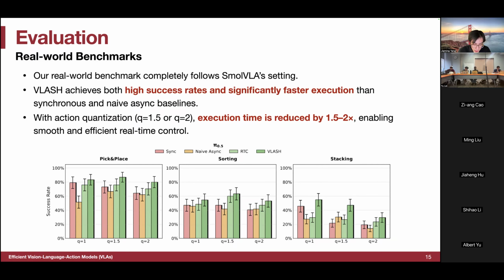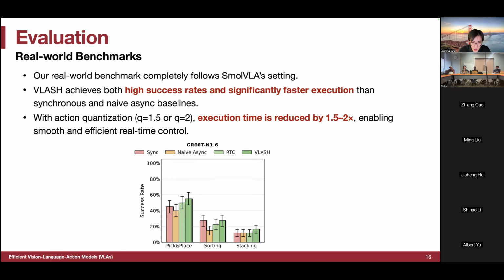In practice, a quantization factor of Q can get roughly Q times task completion time speed up, if the accuracy is preserved. So in practice, we can select the largest Q that doesn't degrade the accuracy compared to the synchronized inference. In our experiments, a Q within 1.5 to 2 can achieve about 1.5 to 2 times speed up without degrading any accuracy. And this is adjustable based on the precision requirements of the task.